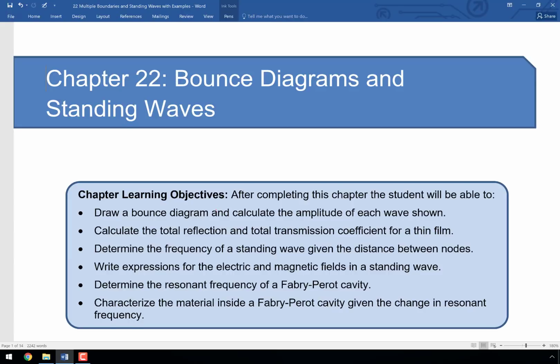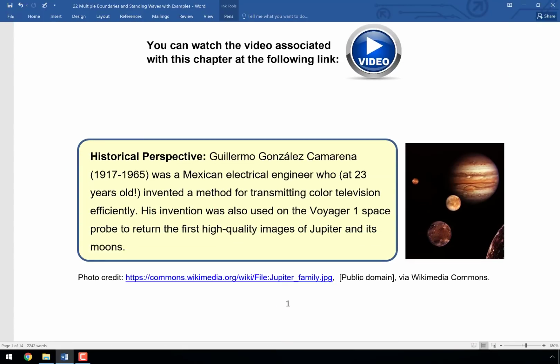We've got a lot of ground to cover today, so I'm going to skip straight to the historical perspective. Today's historical perspective is about Guillermo González Camarena. He was a Mexican electrical engineer who invented a method for transmitting color television efficiently. He did that when he was just 23 years old. His invention was also used on the Voyager 1 space probe, and that was really the first opportunity to return high-quality images of Jupiter and its moons. So it's pretty exciting that we're now up to things that were really invented in the 20th century, the 1900s, and in particular that we can say electrical engineer rather than physicist.